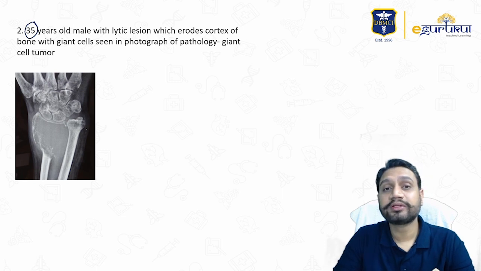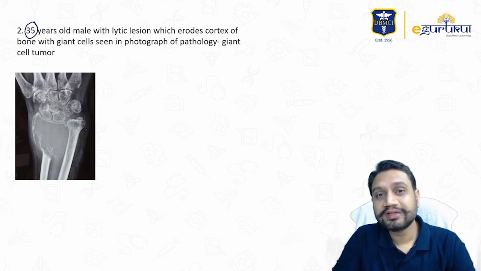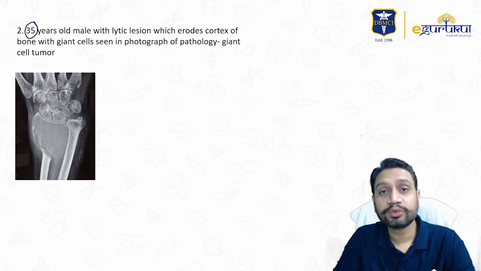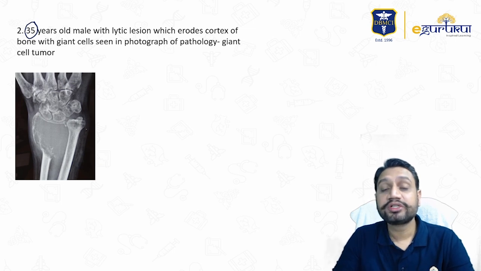And on pathology, there is a giant cell tumor. So when you talk of the giant cell tumor, you know that giant cells are primarily seen histopathologically in which condition? Histologically, the giant cell will be seen most commonly, obviously, in giant cell tumor. And the most common mimic, which shows you the presence of giant cells, is aneurysmal bone cyst, right?